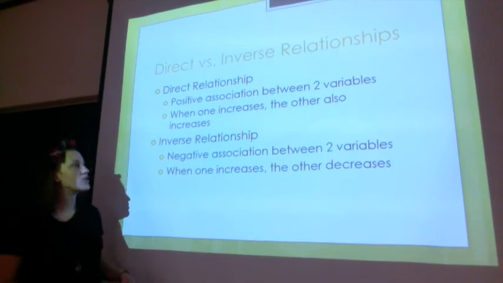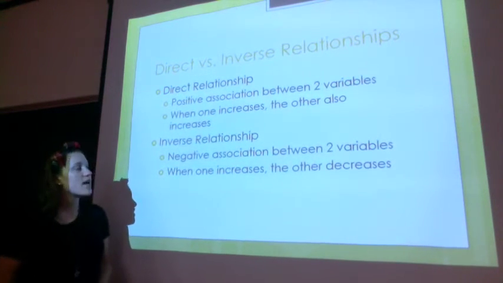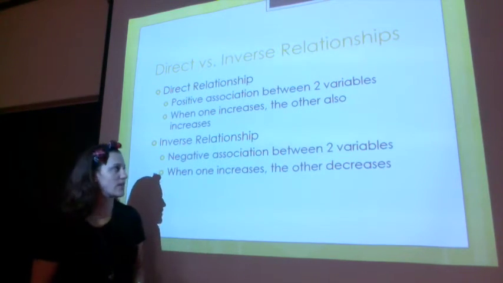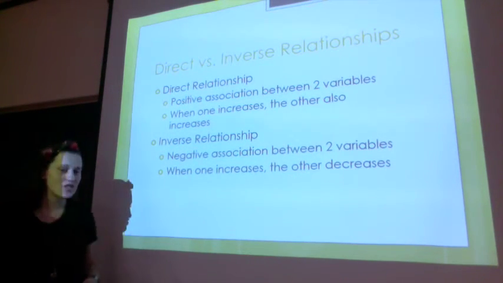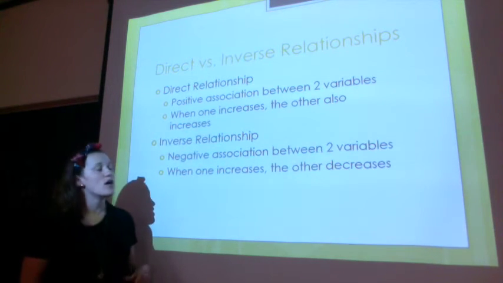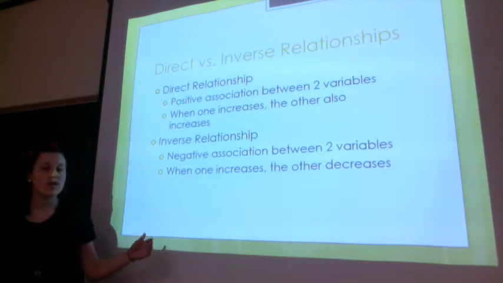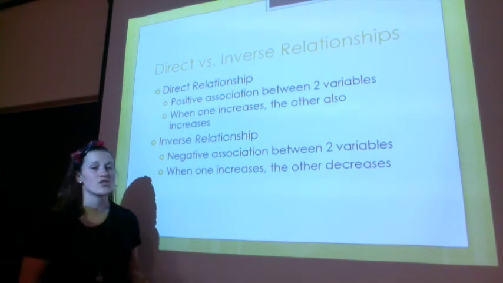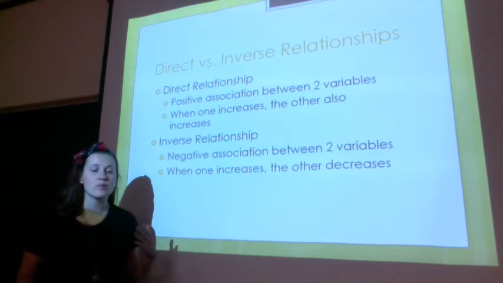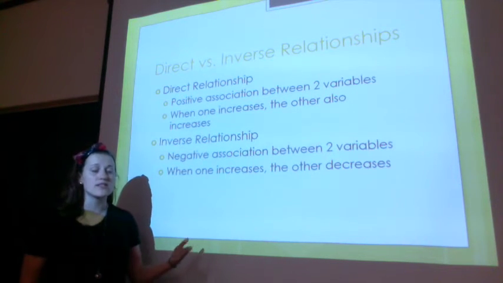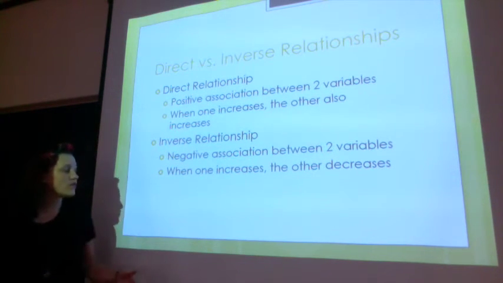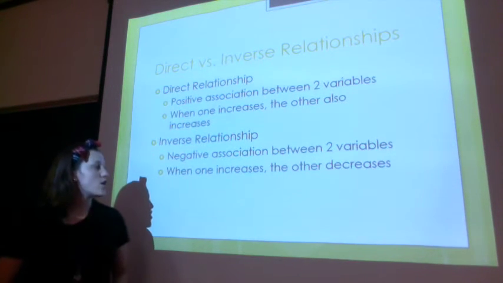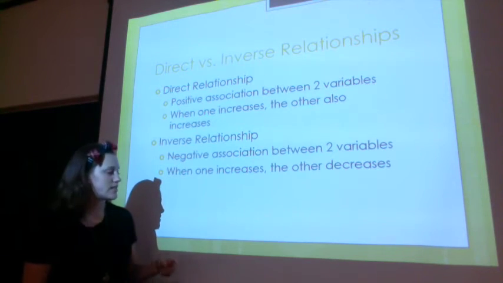There are a few different relationships that you'll study using graphs. The first relationship we're going to talk about is a direct relationship versus an inverse relationship. A direct relationship is a positive association between 2 variables. So when one increases, the other also increases. For example, in the problem that we just looked at, that is a positive association because as x increased, y also increased, and vice versa. An inverse relationship, on the other hand, is a negative association between 2 variables. So when one increases, the other decreases.